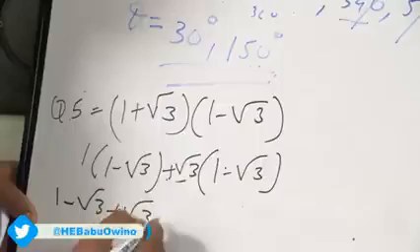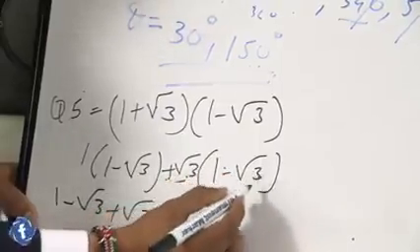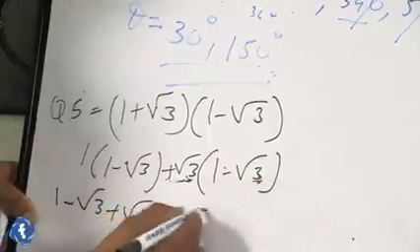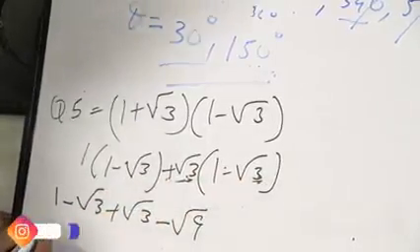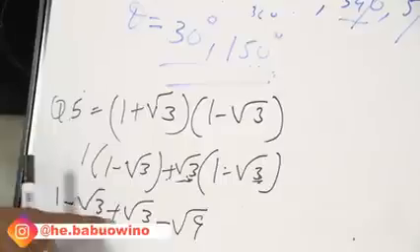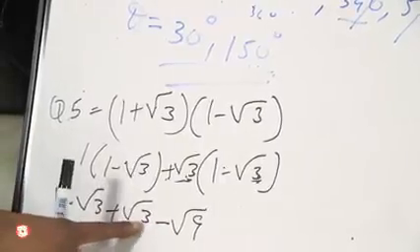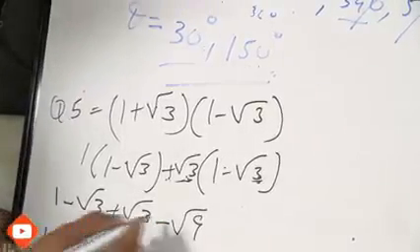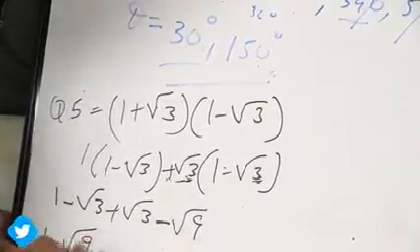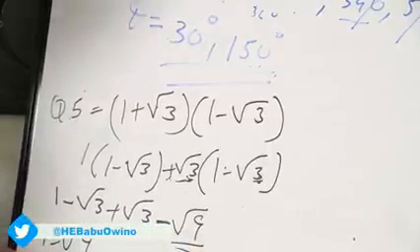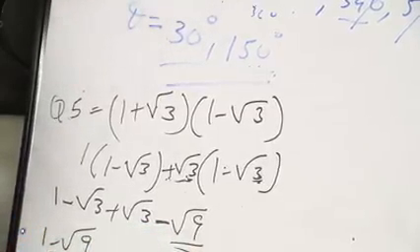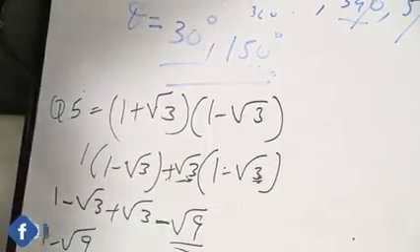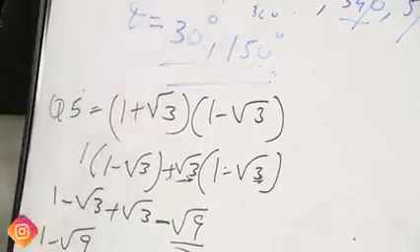Then plus times minus is minus: root 3 times root 3. Just multiply what's inside the roots. That is root 9. Therefore, 1 minus root 3 plus root 3 is 0. It's the same as 0 minus root 9. Root 9 is 3. You get 1 minus 3, which is minus 2.